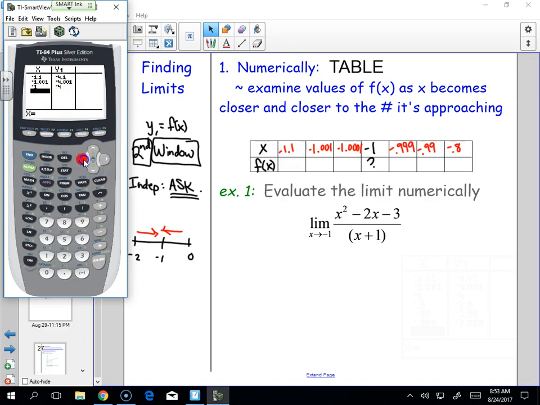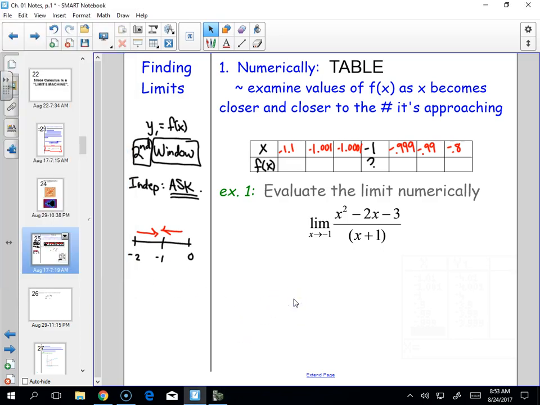Now if I was to come from the other direction, I kind of set it up and that's why it's a little bit nicer because I can do my -0.999. I can do my -0.99. I can do my -0.8 or -0.9 or whatever you want to use. What's going on as I come from this direction? What's it seem to be approaching? What if I come from the other direction? What's it seem to be approaching? -4.